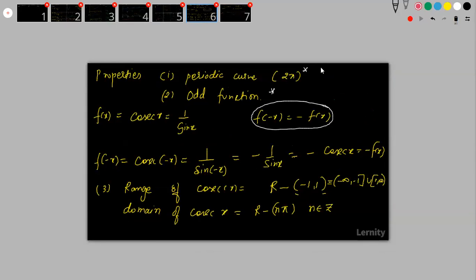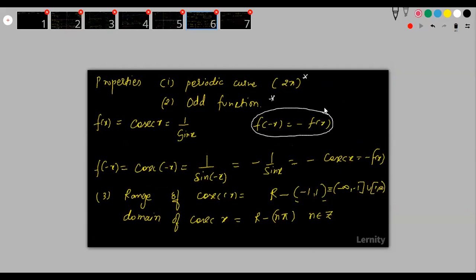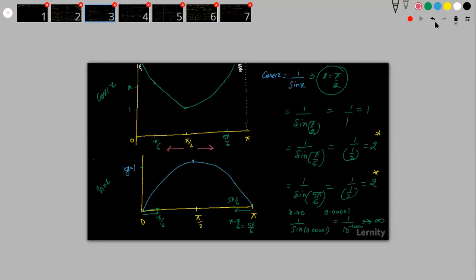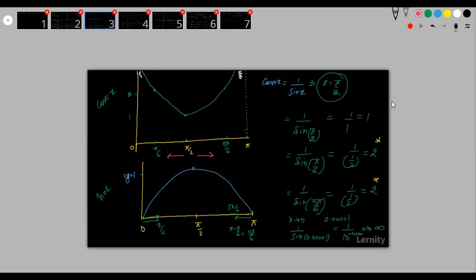Homework is only 2 things, please. Same thing which you have done for cosec, try to find out the same for 1 by cos. I will not teach 1 by cos or 1 by tan, because I have already taught 1 by sin. Third slide I will show once again. Don't worry. Okay. Thank you.